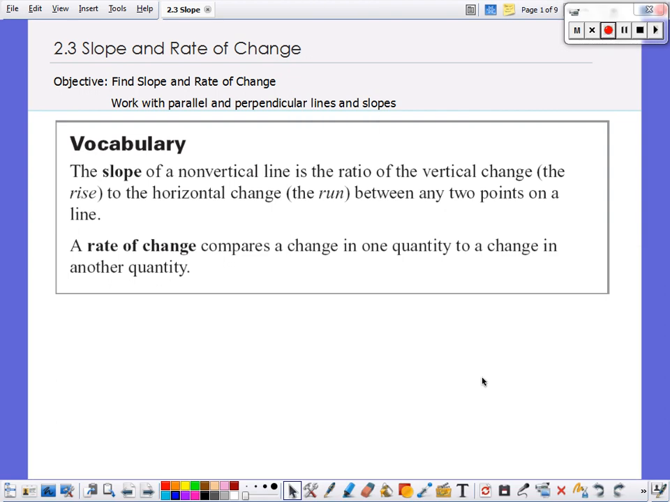Here in 2.3, we're going to be taking a look at slope and rate of change. We really have two objectives. Find the slope and the rate of change, given specifically 2 points or an equation, and work with parallel and perpendicular lines and their slopes.